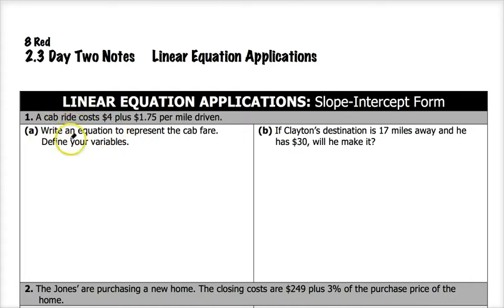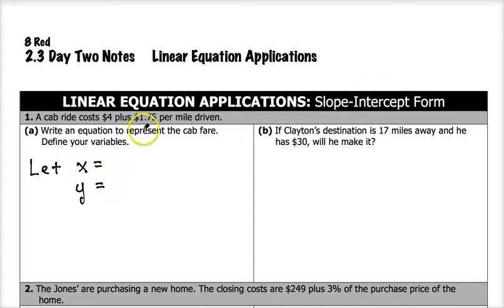So we have a cab ride here, and we know that the cab ride costs $4 plus $1.75 per mile. So part A asks us to write an equation to represent the cab fare, and we always start equations by defining our variables. So in this equation we're going to have an x and a y. The x is our independent variable and the y is our dependent, meaning the value of y is going to depend on x. And so let's think about what we're measuring x and y in.